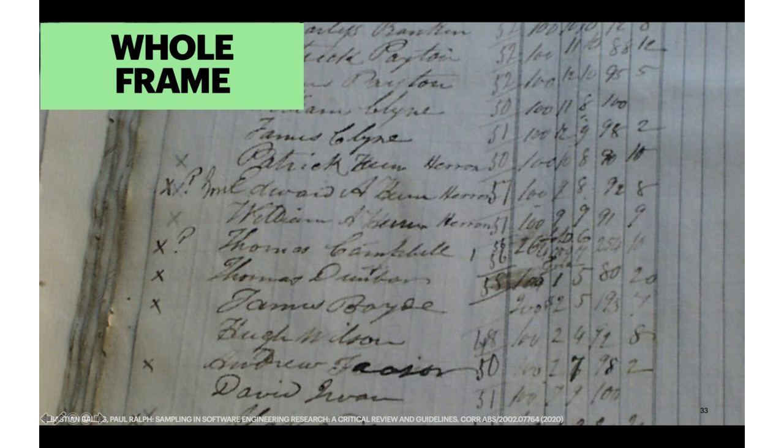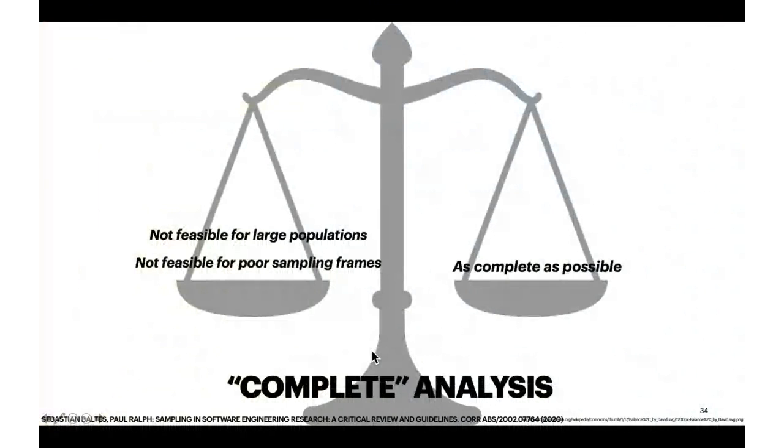So, of course, whole frame sampling has a huge advantage in that it is as complete as possible, right? If we can reliably analyze the entire sampling frame, and if the sampling frame is reliable, meaning it reasonably well represents our population, then why shouldn't we be doing it? But of course, this kind of analysis is not feasible for large populations, either not feasible at all, or not feasible within the reasonable constraints of time and effort.